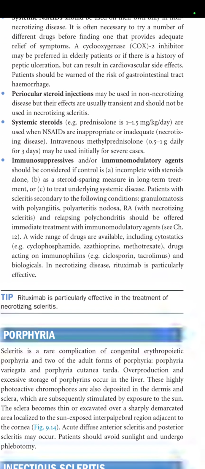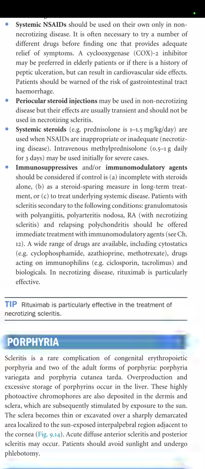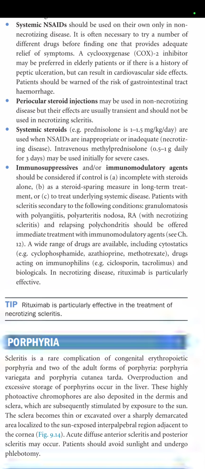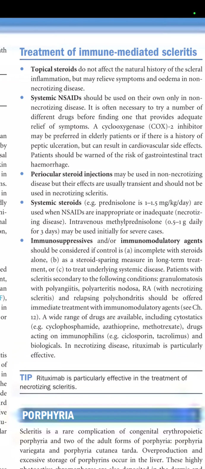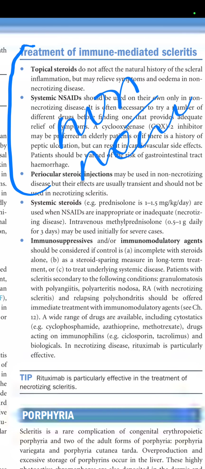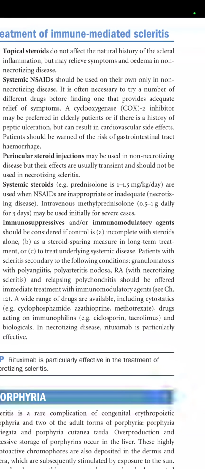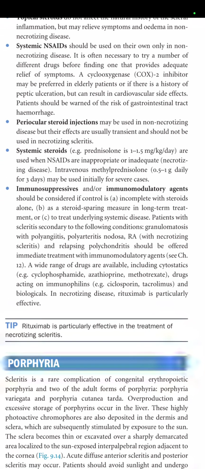Periocular steroid injection may be used in non-necrotizing disease, but its effects are usually transient and it should not be used in necrotizing scleritis. So these are all the treatments involved in non-necrotizing scleritis. Systemic steroid, for example prednisolone 1 to 1.5 mg per kg per day, is used when NSAIDs are inappropriate or inadequate. Necrotizing disease: intravenous methylprednisolone 0.5 to 1 gram daily for 3 days may be used initially for severe cases.